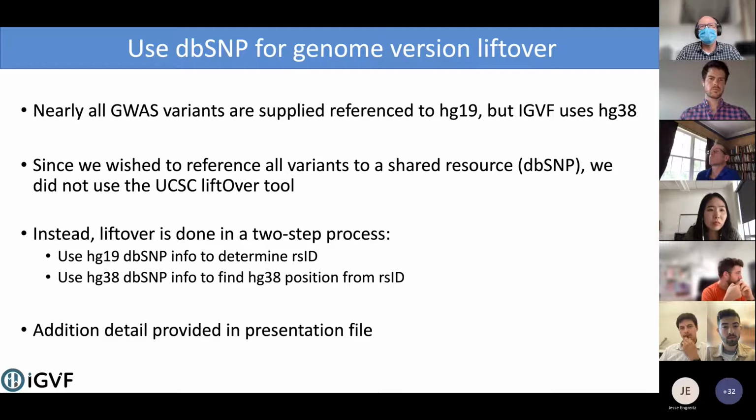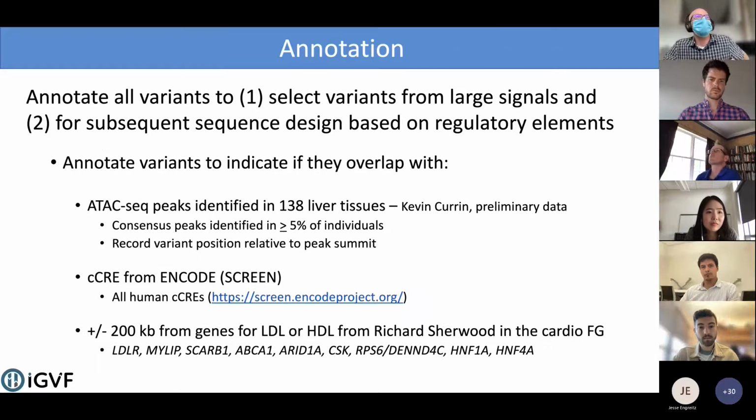An added benefit of doing it this way is that we could confirm that the allele identities were consistent in the liftover between the two builds. There's additional detail on this step in the uploaded files, but in the interest of time, I don't really want to talk about that right now. As I alluded to before, we do utilize annotation, one for pairing down those large signals, and that's this first enumerated point. The second thing we do is for subsequent sequence design, and we're going to talk about that in a couple of slides. But before I do, I just want to talk about what we use for annotation.